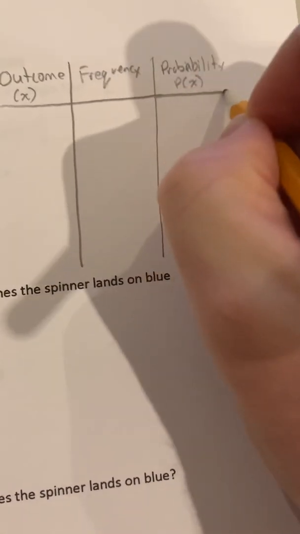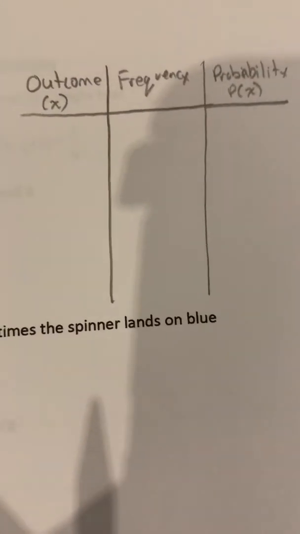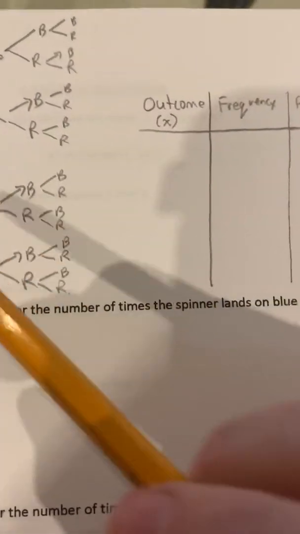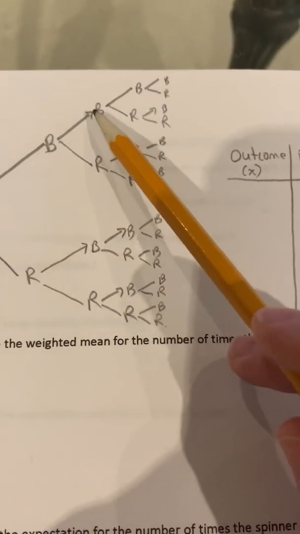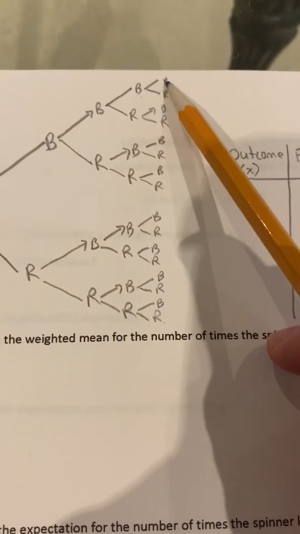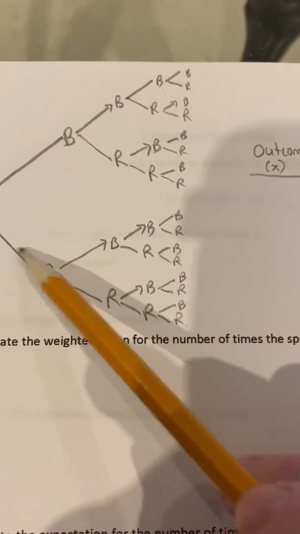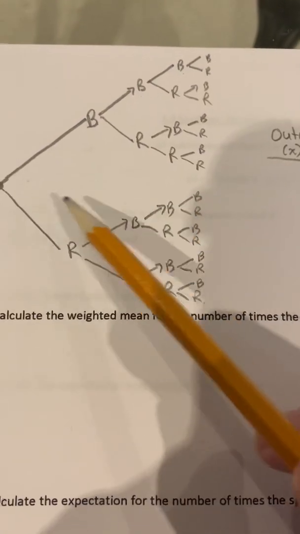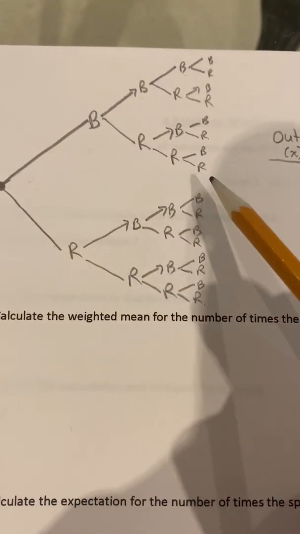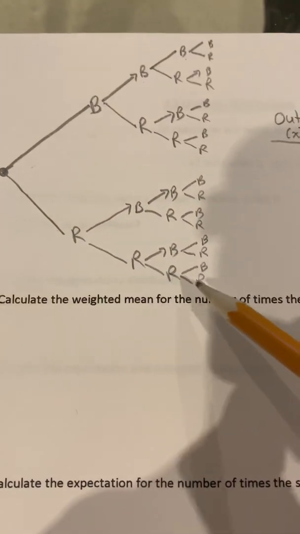Which is P of X. Okay, so if we spin a spinner, it has options of landing on blue or red. If we look at our probability or our tree diagram, we could land on blue 4 times. We can land on blue 3 times. Whereas one here, we could land blue twice. We could land on blue once. Or if we look at the very last branch, we could land on blue 0 times.